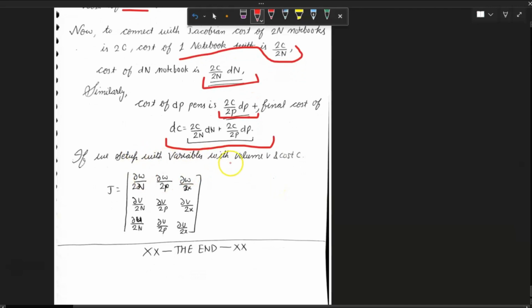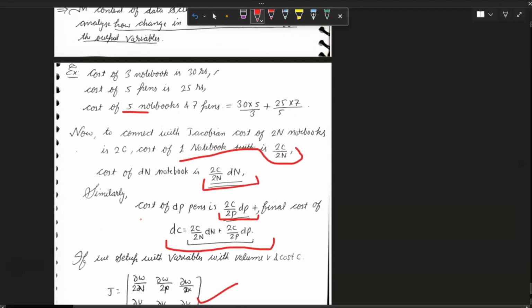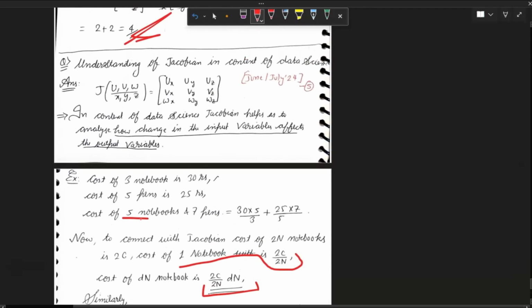So if we set up with variable column v and cost c, this is the matrix we will get as the Jacobian. So dou v by dn, dou v by dp, dou v by dx, likewise dou u by dn, dou u by dp, and dou u by dx. So the same you have to write in an exam if this question appears.